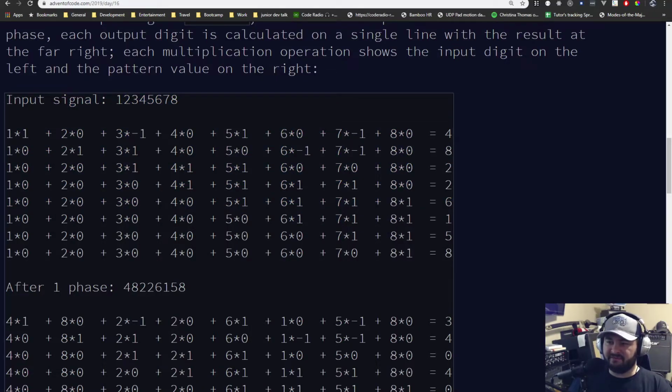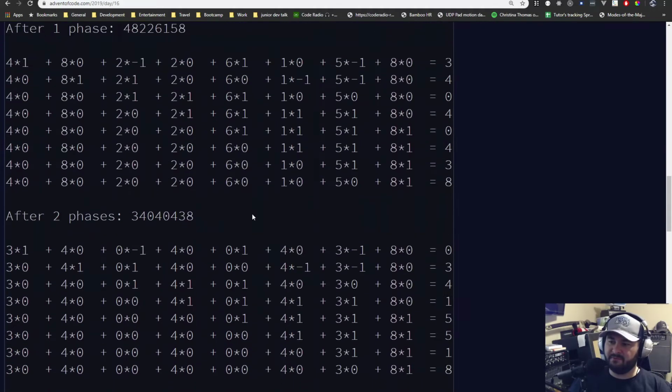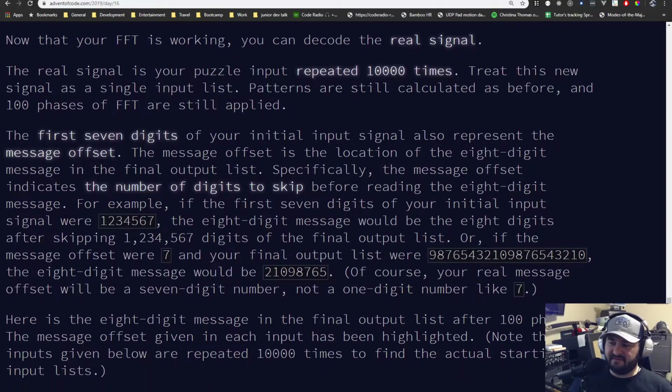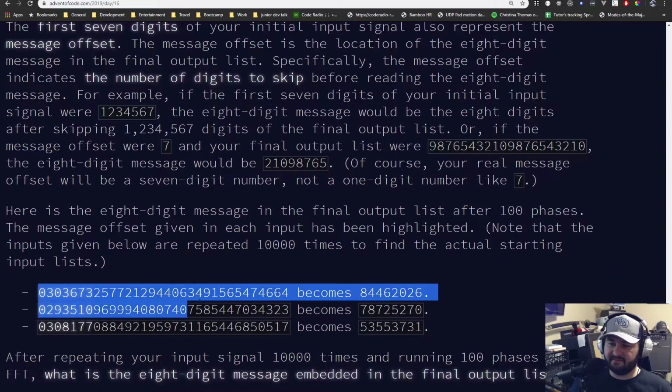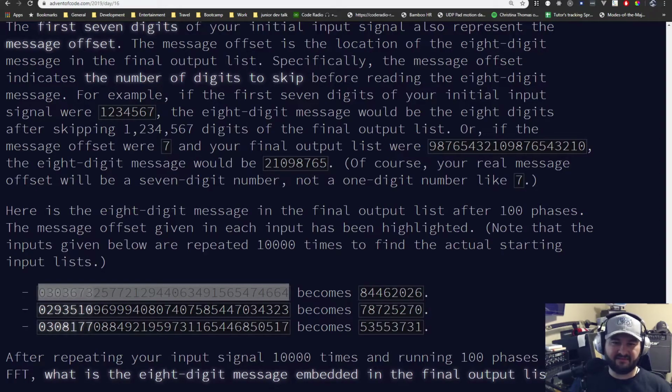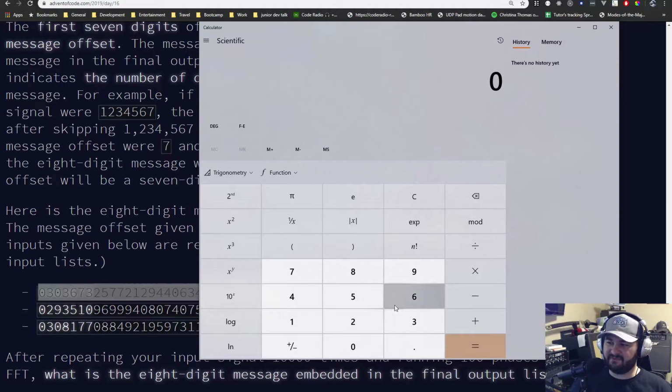But where that falls apart is the first half. The key here is that when they tell you that you're going to do this offset, it's going to skip a certain amount of digits, though it doesn't tell you how many. I think this is like 32 digits long. We'll go ahead and bust out the calculator for this. So that's 32 digits long times 10,000. That's going to be 320,000.